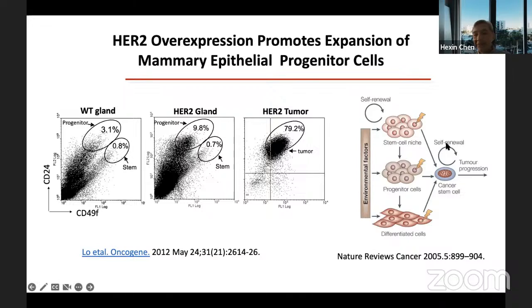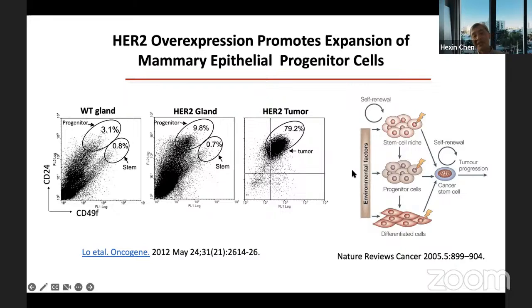Now this comes to the cancer stem cell model. In the cancer stem cell model, a small proportion of cells have stem cell-like ability, but it doesn't tell you where the origin of the stem cell is. So this cancer stem cell can originate from a normal stem cell, from a progenitor cell, or possibly from differentiated cells. Now what we are seeing here is just that the progenitor cell population is expanded.